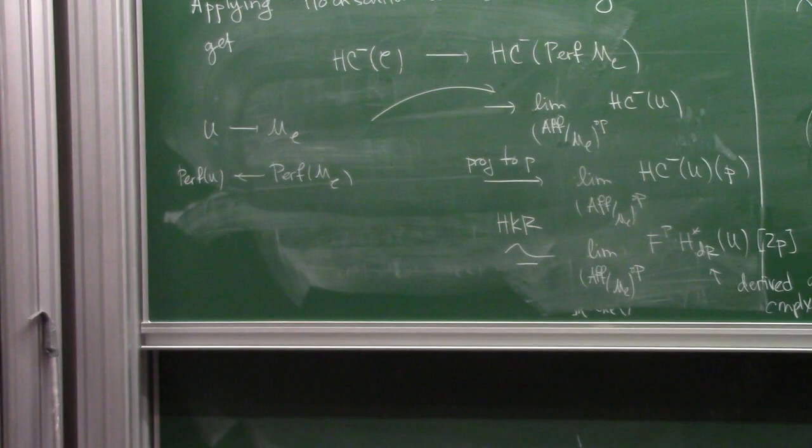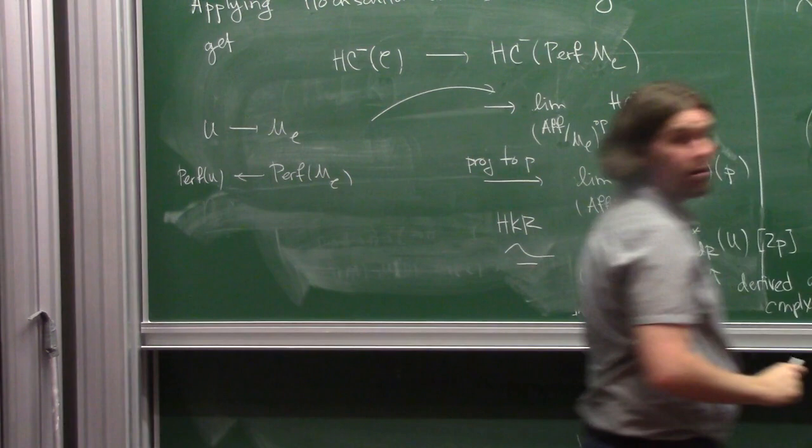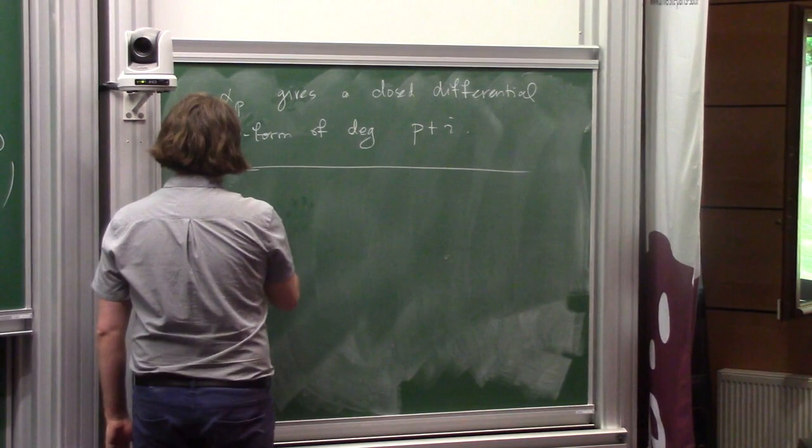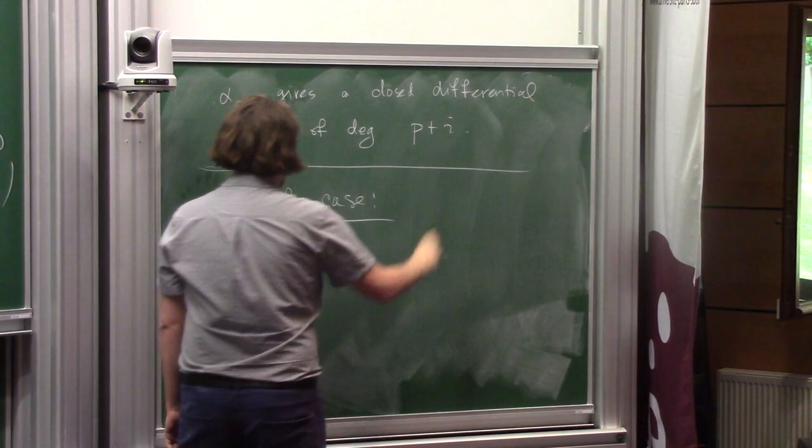The one thing I want to do with it right now is consider a very special kind of HC minus class, namely a Calabi-Yau structure. So this is some very general construction. Let me just mention one other special case that I'm not going to use, which I think is interesting for some other applications. The special case is that I equals zero.